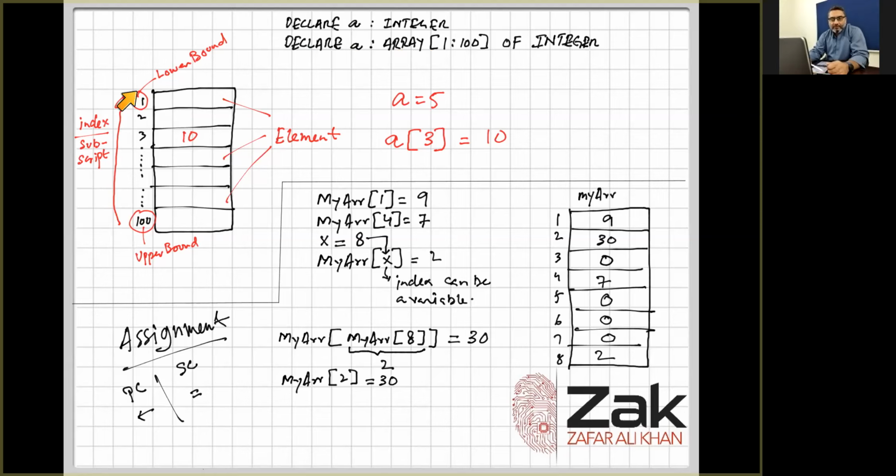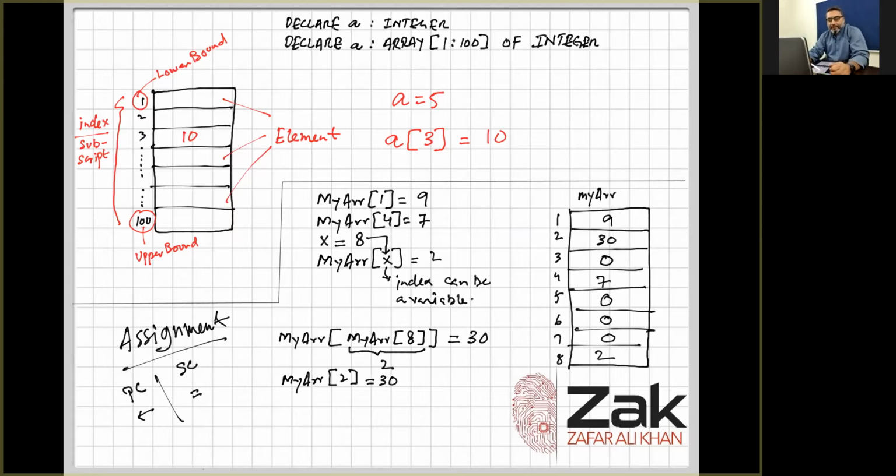from the lower bound 1 to the upper bound 100. Now, this lower bound and upper bound are called index, and sometimes they are called subscripts. And every location with its index is collectively called one element.